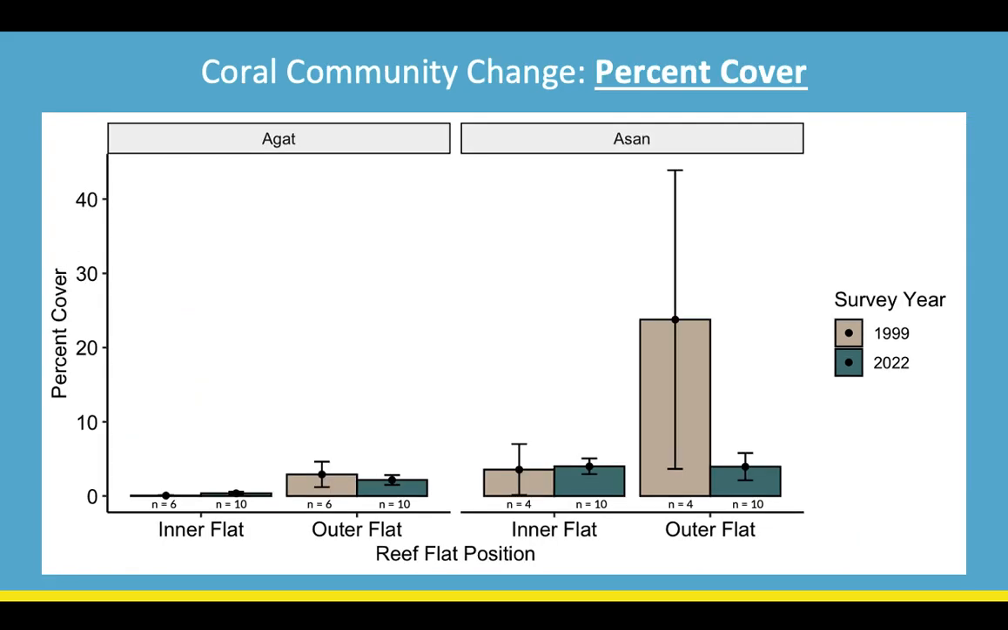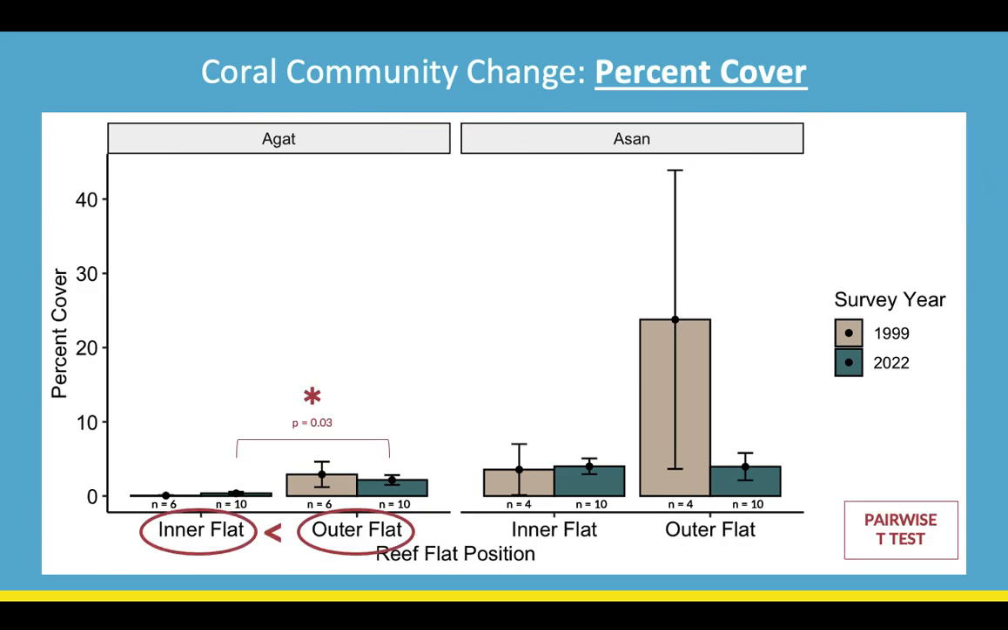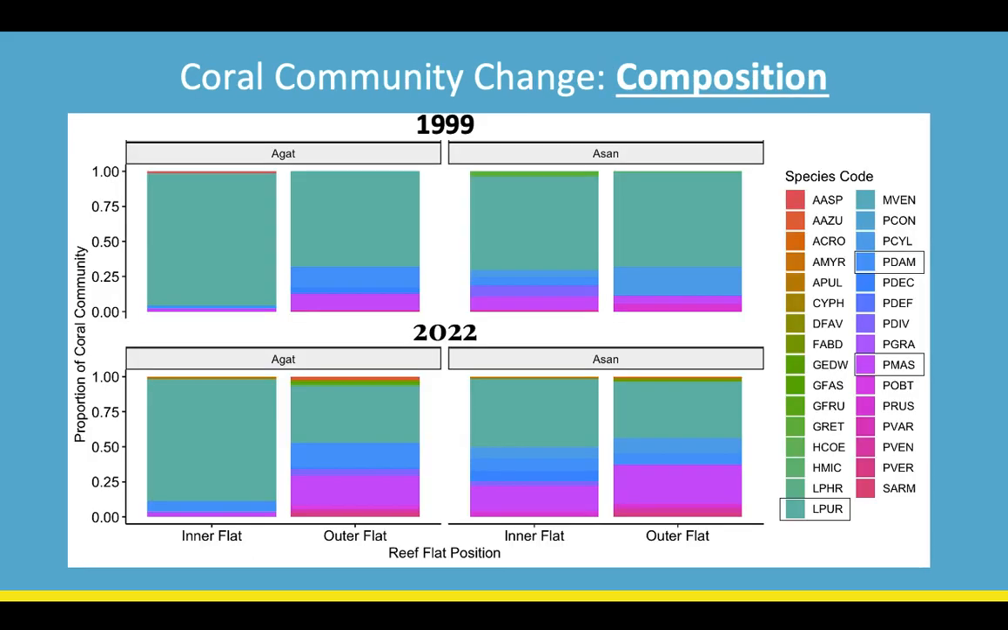Next, I looked at percent cover, and here the only significant factor in the model was site. The Asin unit, which is more north, had overall a higher percent cover than the Agate unit. In terms of differences between locations within the reef flat, there was one significant pairwise difference where the outer reef flat had significantly higher cover than the inner reef flat at Agate.